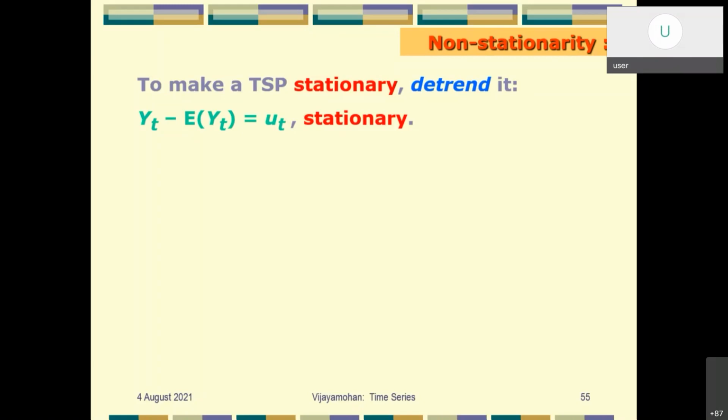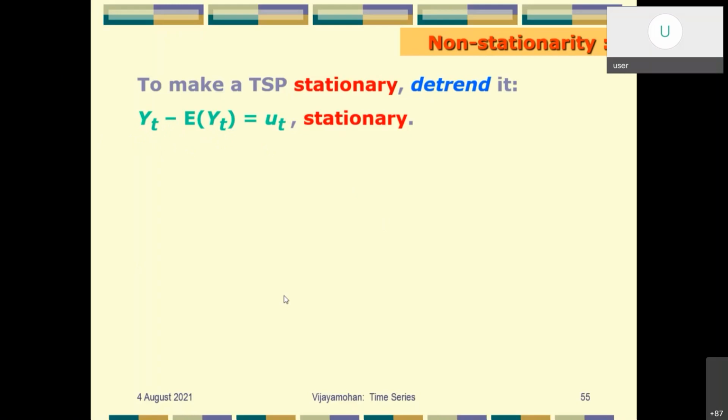How can we detrend it? How can we remove the trend? Usually we do the detrending like this. That is, we first estimate the A plus BT, get the estimated value, then that estimated value we subtract from YT. YT minus A plus BT. Then the remainder, the residual, will be a detrended stationary value.